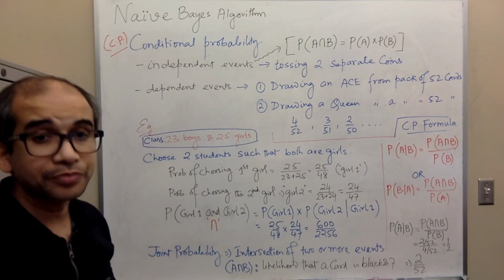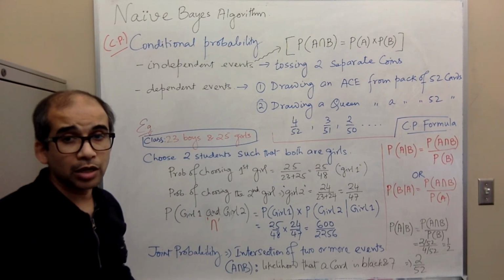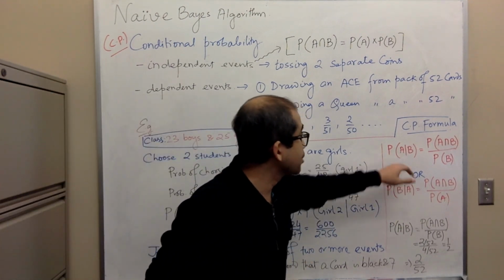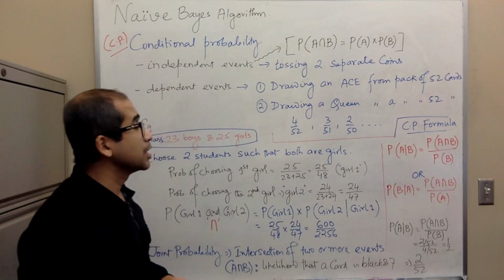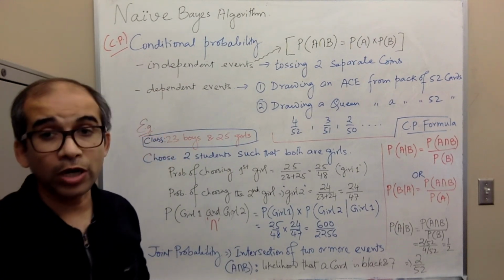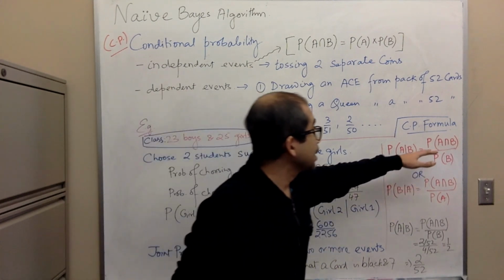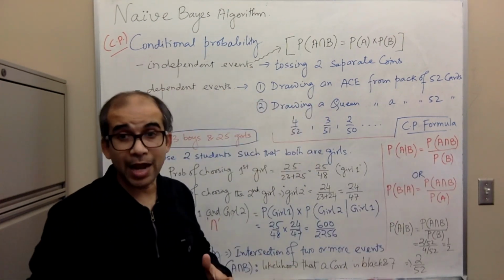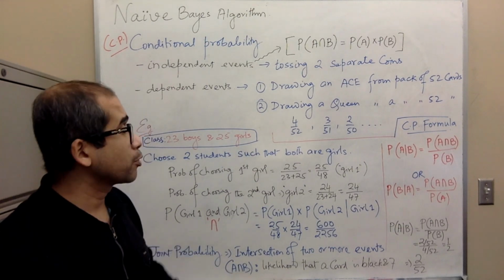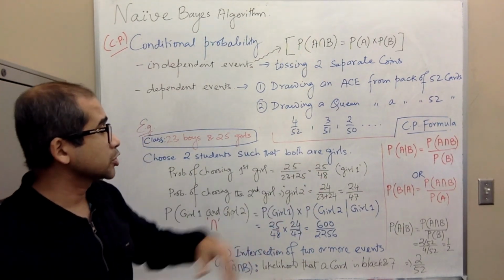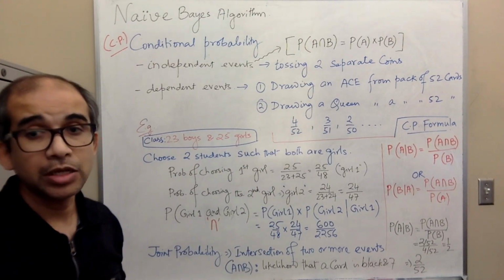So now use the conditional probability formula, which is the probability of A given the knowledge that B has happened is the probability of A intersection B, that means both A and B happened, divided by the probability that B has happened. Or the other way, if you consider B given A has happened, similarly it will change.